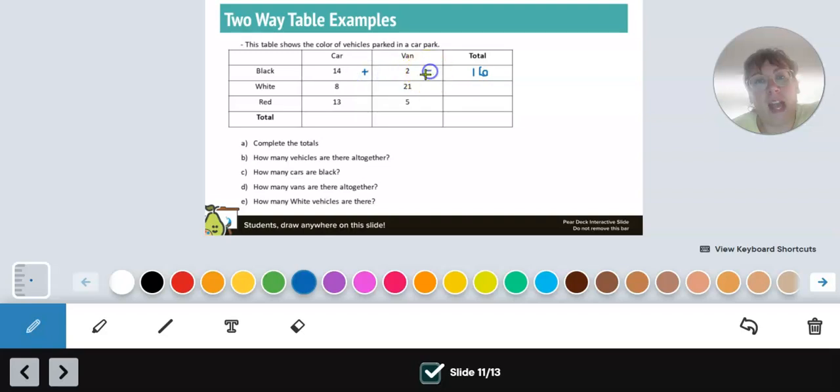These totals should add across. So same thing with white: 8 plus 21 is 29 total white vehicles. 13 plus 5 is 18 total red vehicles, which is interesting, surprising. And then we can also add and get our totals down below.